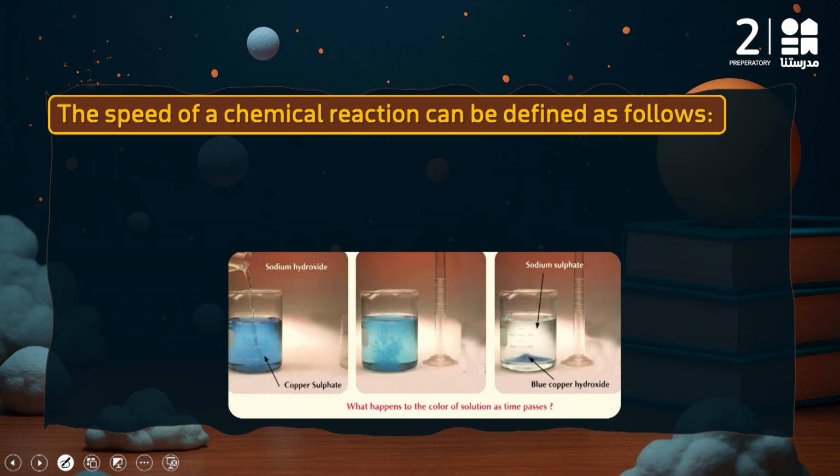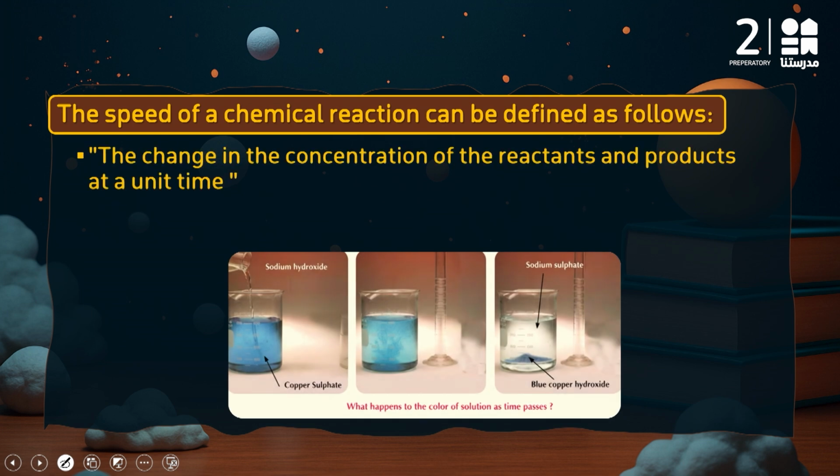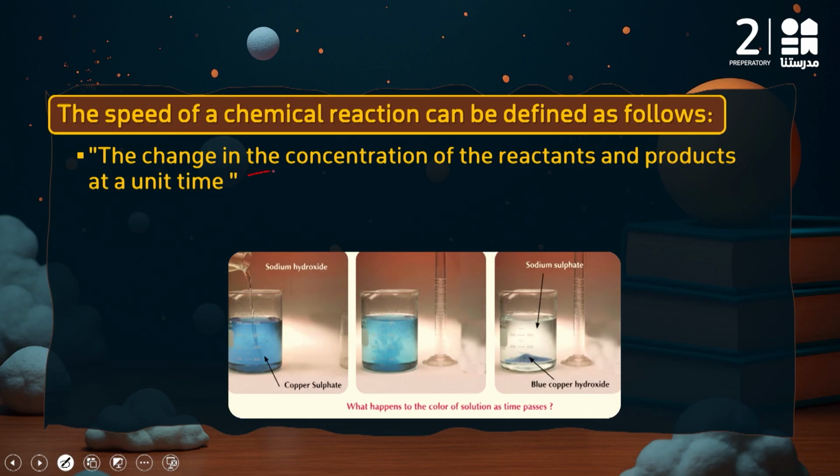Speed of chemical reaction can be defined as follows. What do we change in this chemical reaction? Mass, volume, concentration, temperature? We change the concentration of reactants and products by passing the time. So, speed of chemical reaction, or rate of chemical reaction, is the change in the concentration of reactants and products per unit time.